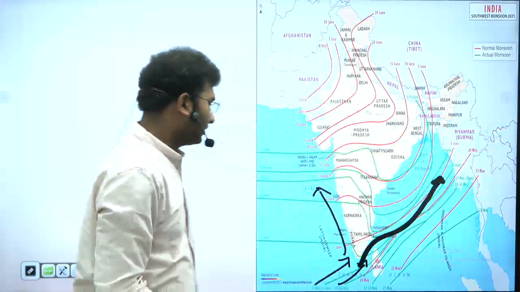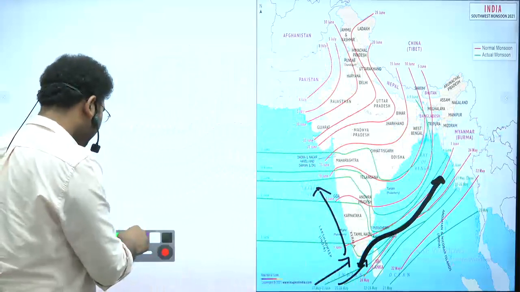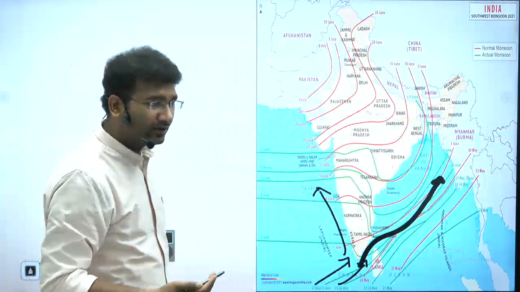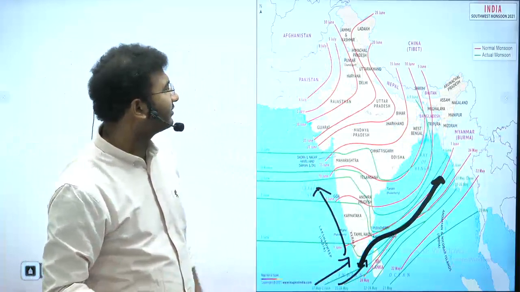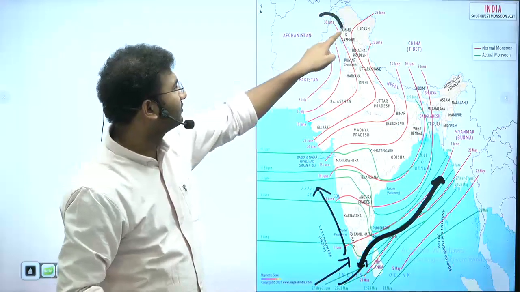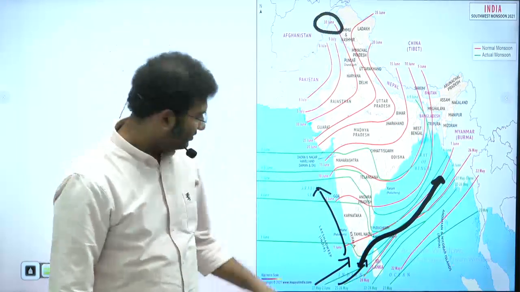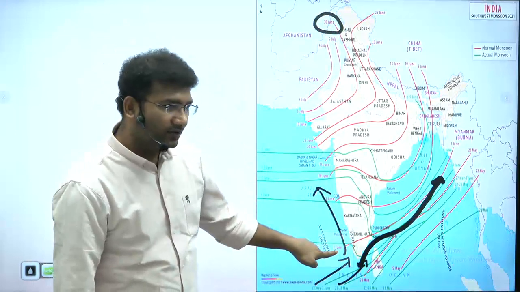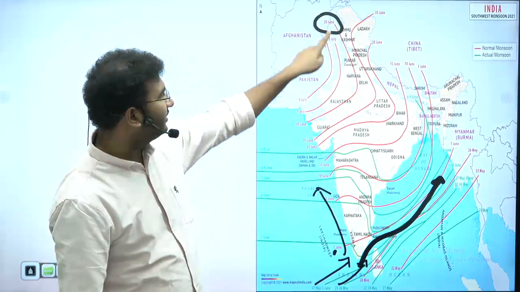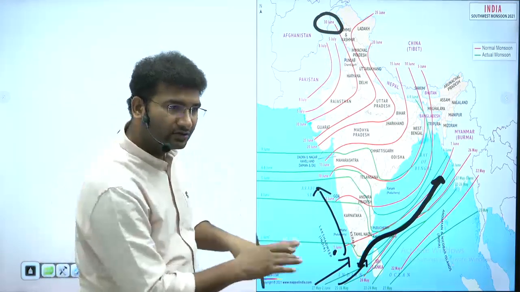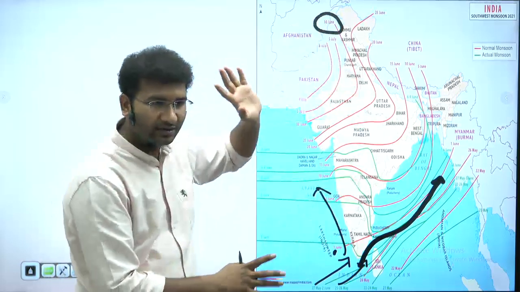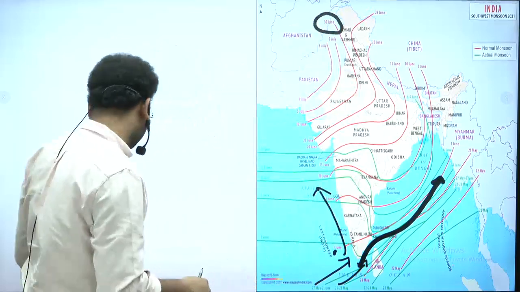Look, the rainfall to India, how does the rainfall travel? Look at the timeline and date line here. This is 30 June. This is 1st June. That means it takes 30 days for these clouds to slowly travel across India and come back. Now look at the topography here.